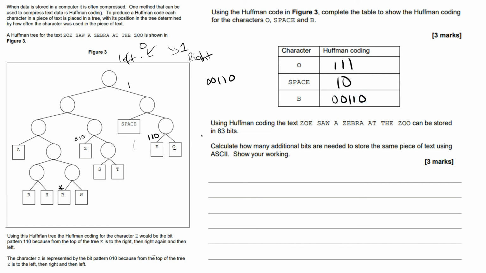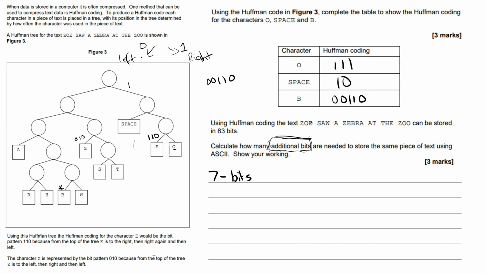Okay. And then we've got, using Huffman coding, the text Zoe saw a zebra at the zoo can be stored in 83 bits. Calculate how many additional bits are needed to store the same piece of text using ASCII. Show your working. Now, this one, it's saying additional bits. So don't just put how many bits, put how many additional bits. So, you know that in ASCII, each character stored is 7 bits. And then you've got to count each character, including the spaces.